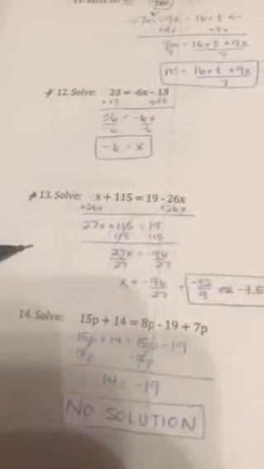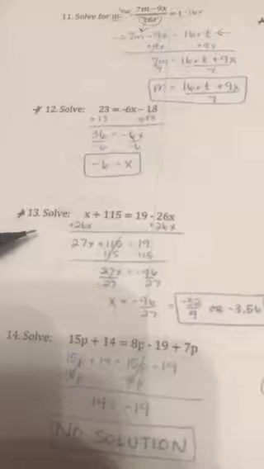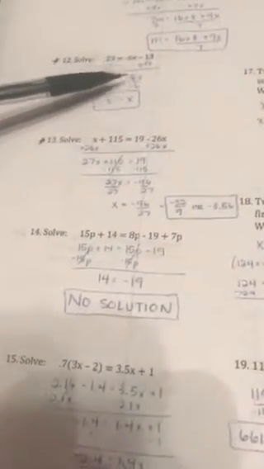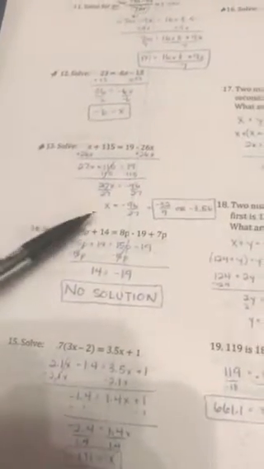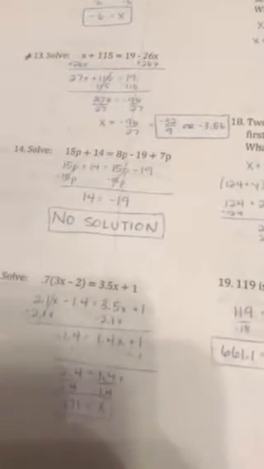Okay? Now 12 and 13 are very similar to what we did on the very first page of the review. So just go through the same process of elimination or isolation, and then divide yourself away so that you can solve for x. Looks like we'll have another fraction answer on that number 13.